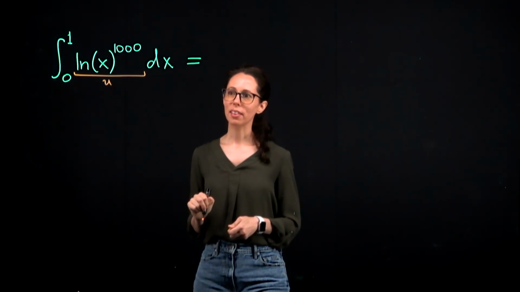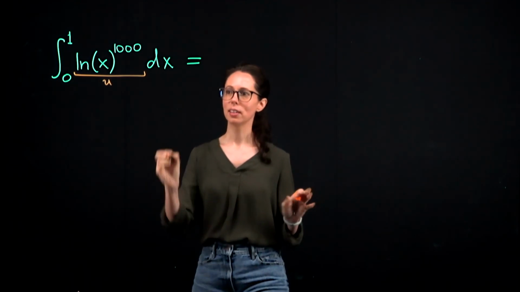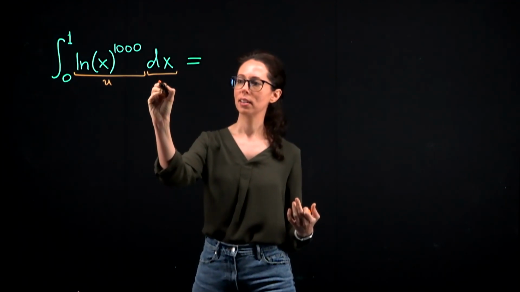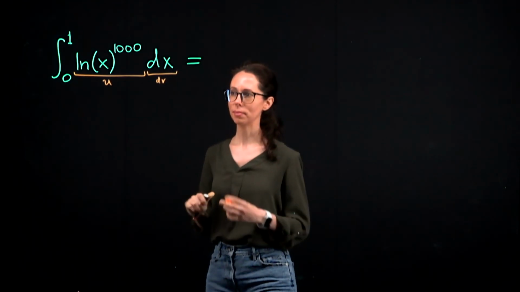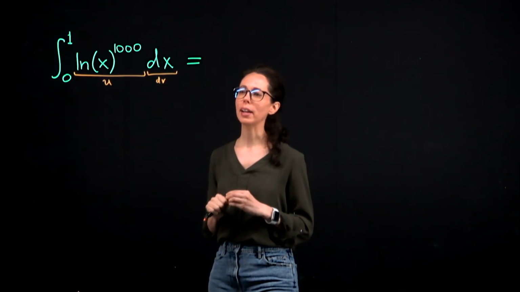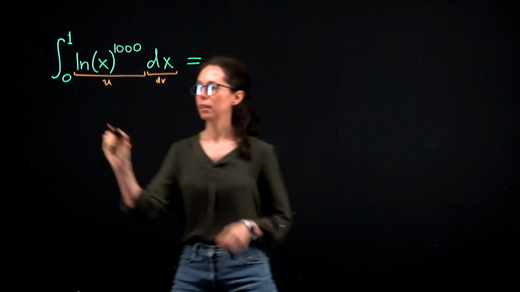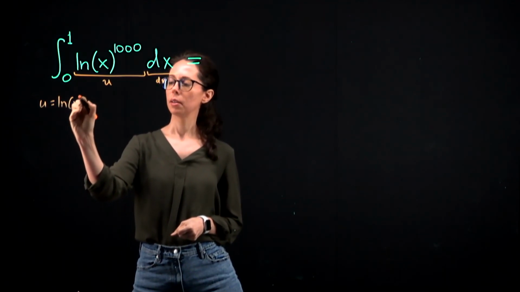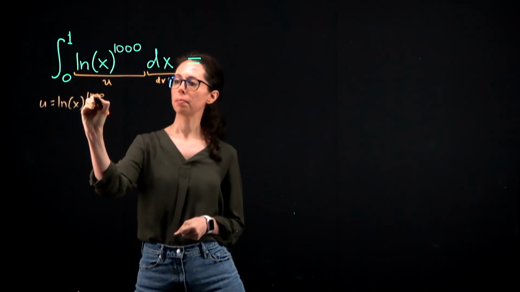You might think there's nothing left, but there is: dx. So 1 dx will be dv. So it's just u dv, literally. Let me write out du and v. So u is natural log of x to the 1,000th power.